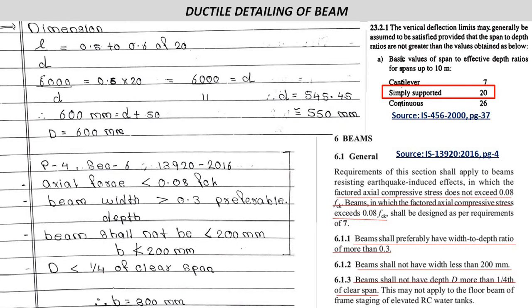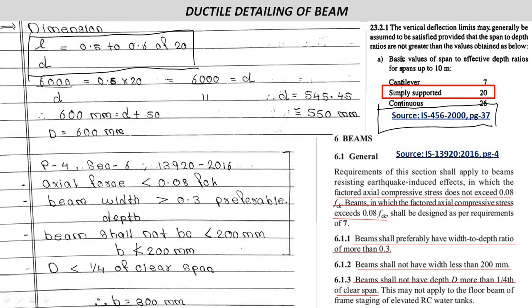So let us start with the solution. The first step is for the dimension. So for dimension, or we can say to find the effective depth of the beam, first you have to use the formula L by D is equal to multiplication factor into the basic value for simply supported beam. So for that you have to go to page number 37 of IS 456 2000. From that you have to select the basic value of span to effective depth ratio for span up to 10 meters.